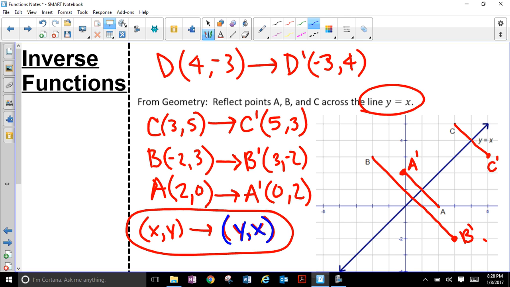Now we're going to be dealing with the functions like we've been dealing with this whole chapter, but it's the same thing. I could take 2 or 3 points on that function, reflect it over the y equals x line, which means I just need to switch around the y and x value to get the new coordinate, and then I plot that, and that would be the inverse function.